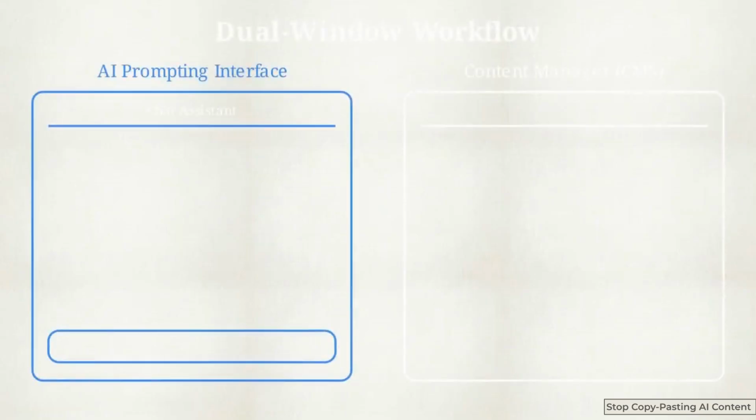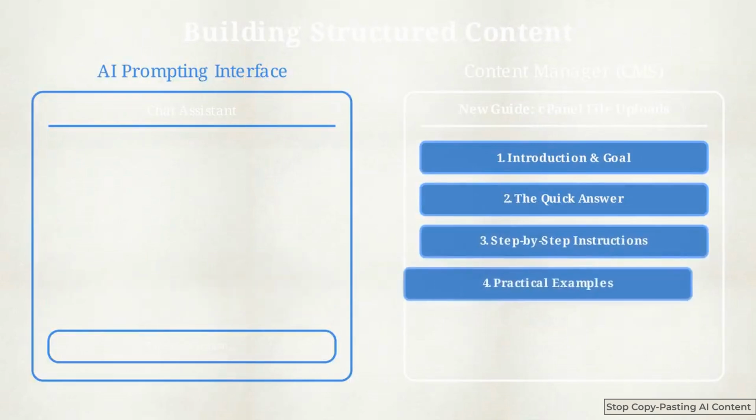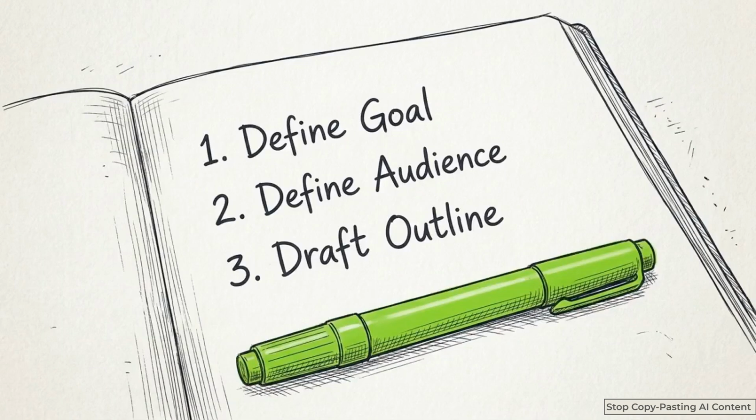Using AI effectively requires a dual-window workflow. On one side, you have your prompting interface. On the other, your content manager. This setup allows you to build a specific tutorial, like a guide for cPanel file uploads, step by step. Providing instructions in a specific sequence ensures the AI output follows the actual order of operations a beginner needs to perform.